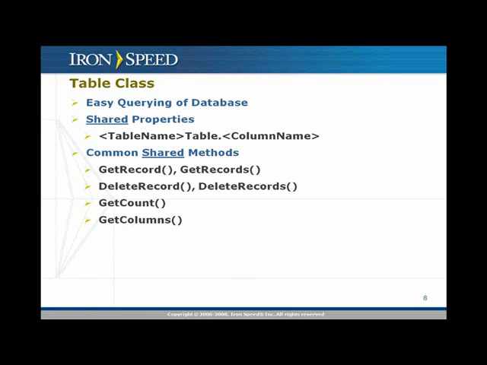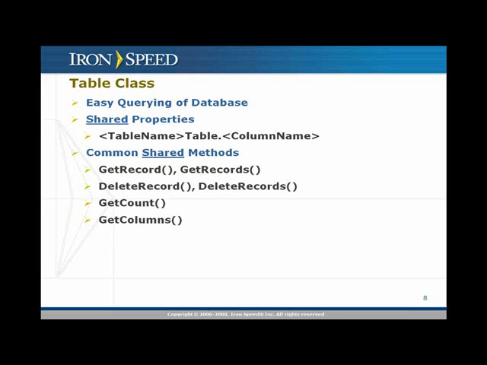Next thing is the table class, and we'll start going through examples here in a minute. The primary job of the table class is to essentially give you access to the schema, but also to be able to query the database. So you could essentially call, for example, the getRecord function or the getRecords function if you want to get multiple records. You can call the deleteRecord function and so on.